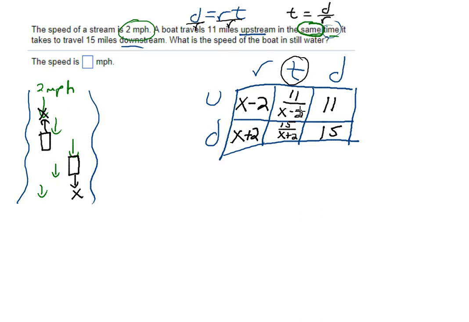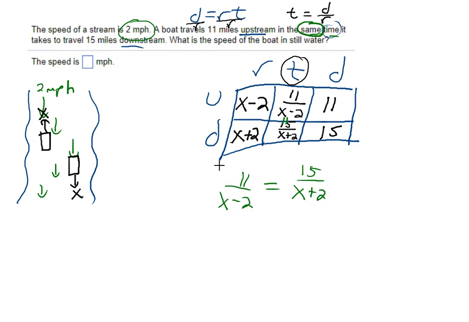Well, what do we do anytime in math when two things are the same? We set them equal to each other. They're equal. That's what the equal sign is for. The equal sign means these two things are the same, right? And so we're going to set this time, 11 over x minus 2, equal to this time, 15 over x plus 2, because the problem tells me these times should be the same. So I set them equal to each other.